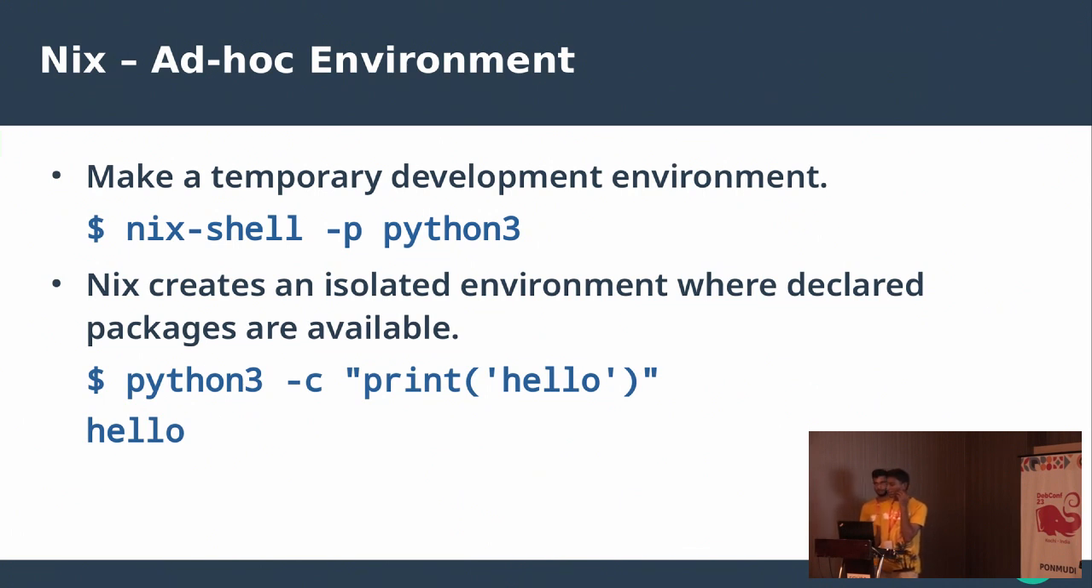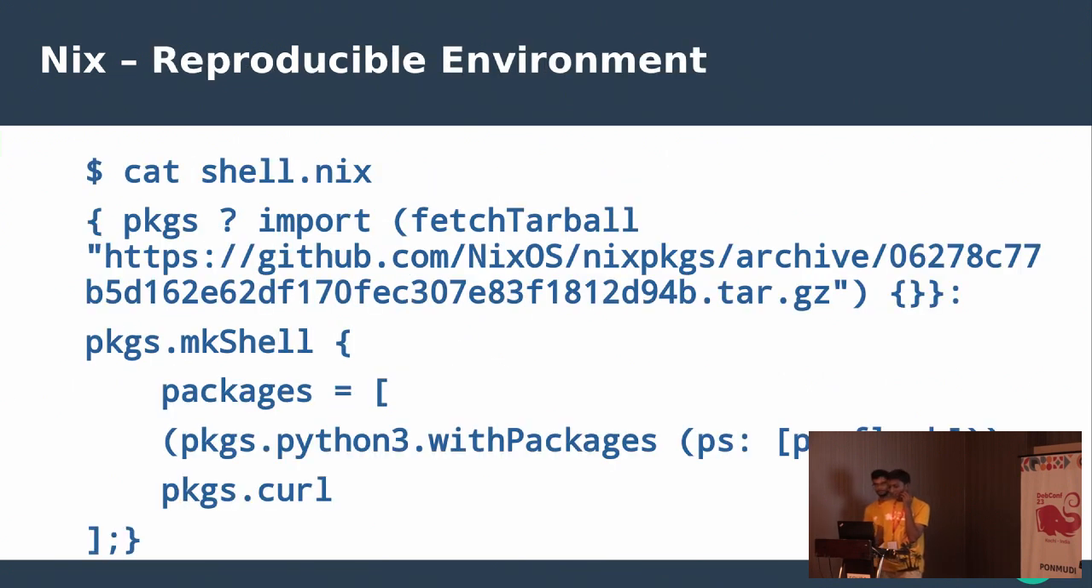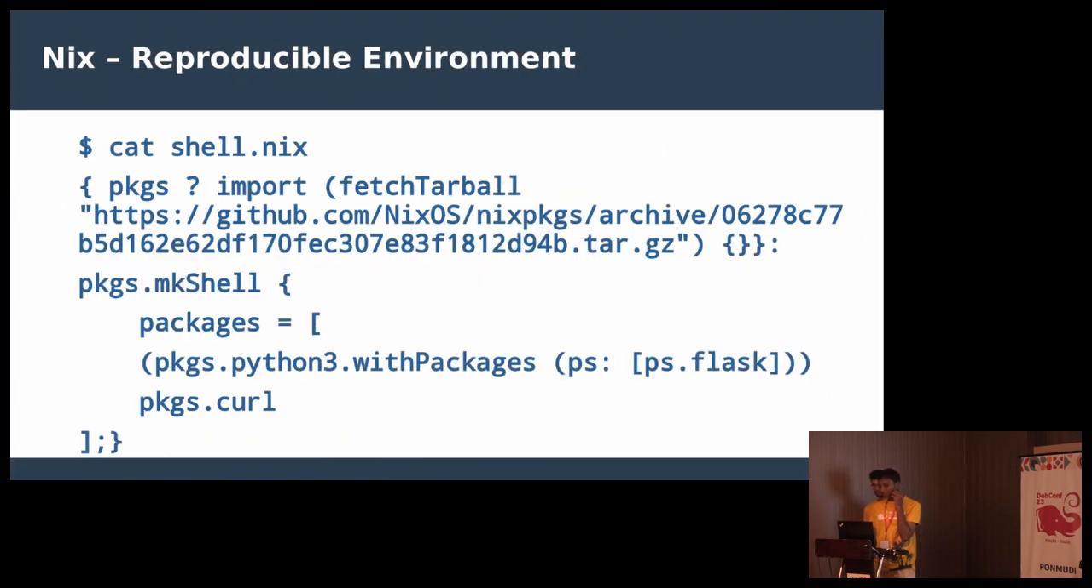Without shell.nix, we can create an ad hoc environment using -p python. So Python will be available only for that particular shell. So this is a reproducible environment. Here we are using mkShell and we want to declare Python, Flask and curl, as we are developing a Flask application. This mkShell function creates a shell where the defined packages are available. We can commit it to a version control system and share it with our co-developers so they can create a completely reproducible environment from this.